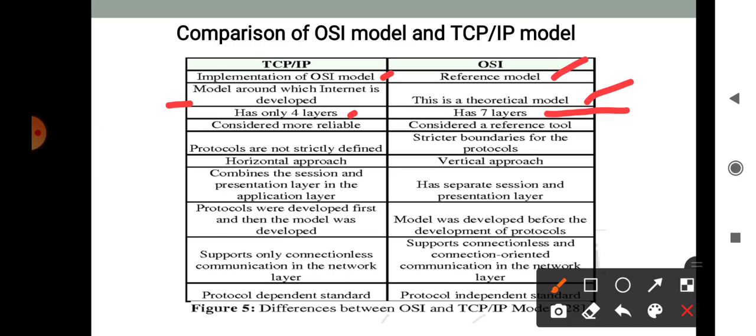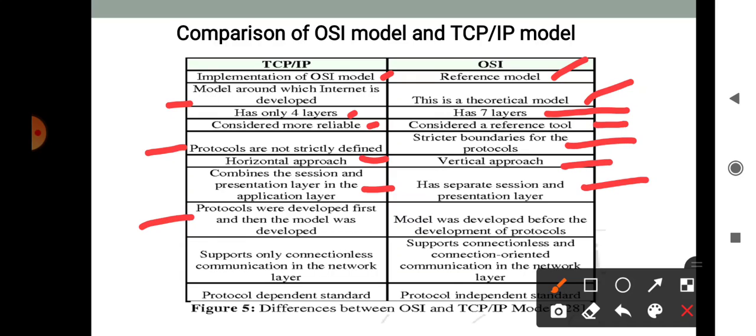TCP/IP is considered more reliable, and it is considered a reference tool. Its protocols are not strictly defined, whereas in the OSI model there are strict boundaries for the protocols. TCP/IP has a horizontal approach, and the OSI model has a vertical approach. TCP/IP combines the session layer and presentation layer in the application layer, whereas the OSI model has separate layers like the session layer and presentation layer.